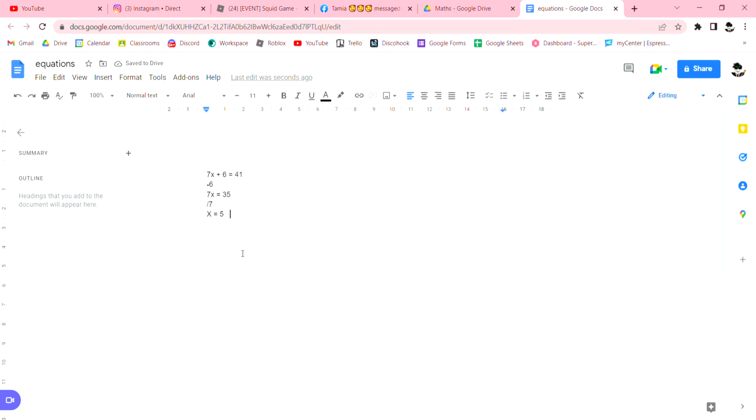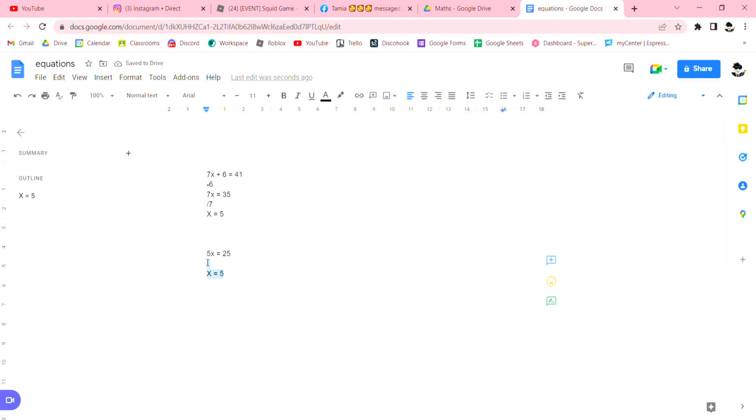I very much doubt this will come up in your test, but you could literally just get 5x equals 25, and all you do is x will equal 5, because 25 divided by 5 is 5. As simple as they can get, really.